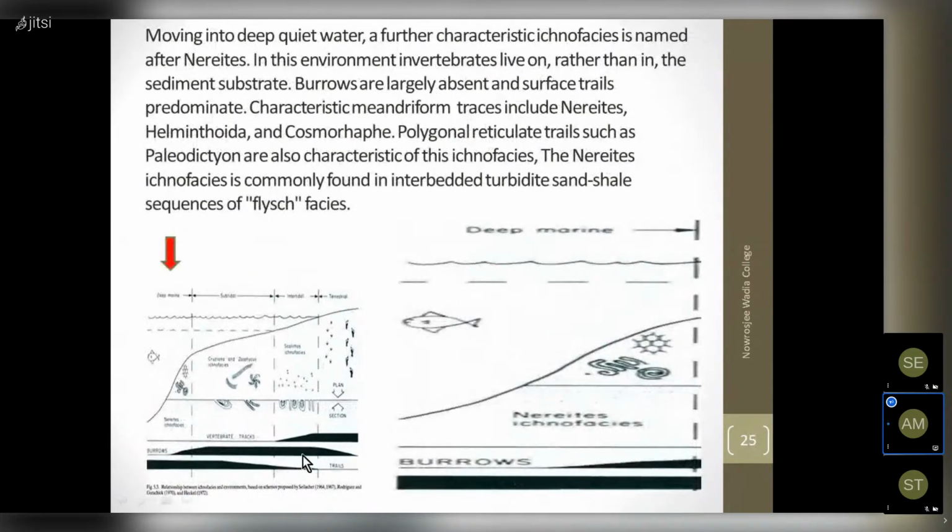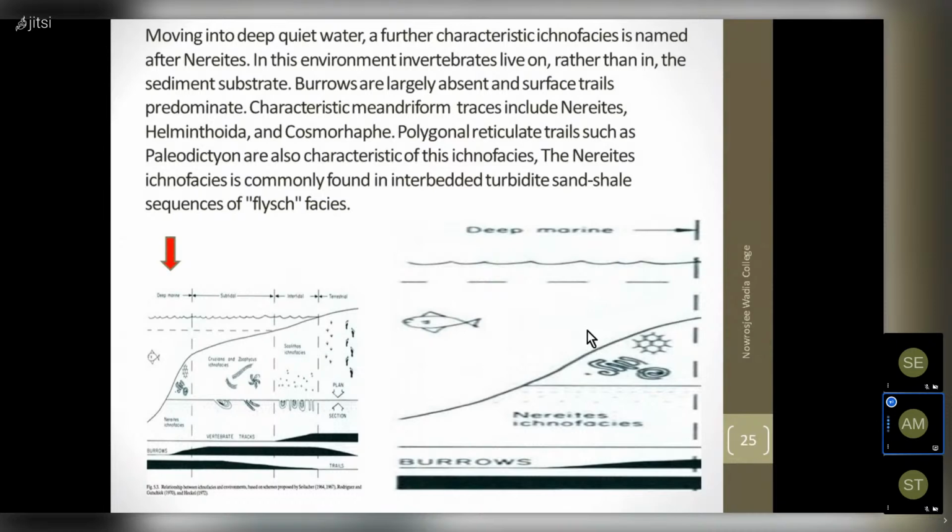Finally, into the deep water, a further characteristic ichnofacies is named after Nereites. Here in the deep water, in this environment, invertebrates live on rather than in the sediment substrate. Pores are largely absent and surface traces predominate.